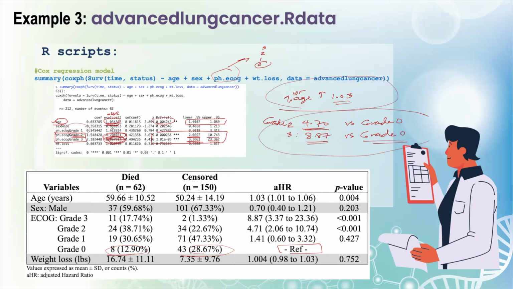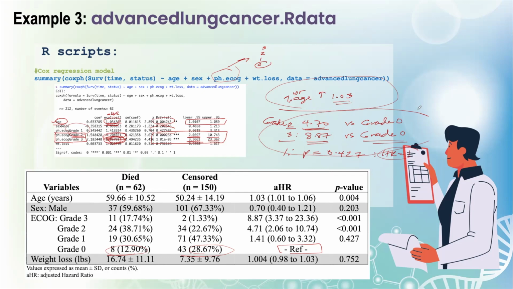How about grade 1? Since the p-value is 0.427, the hazard ratio of that is as good as 1. Meaning the risk of dying for those who are grade 1 in ECOG is just the same or does not differ from grade 0. So that is what we mean by that. So only grade 2 and grade 3 have higher risk of dying as compared to grade 0. Grade 1 does not differ from grade 0.